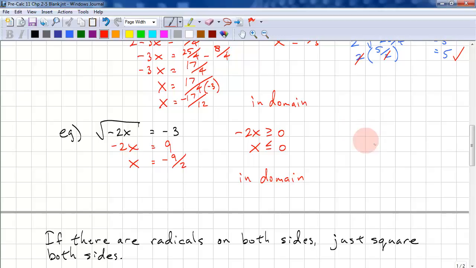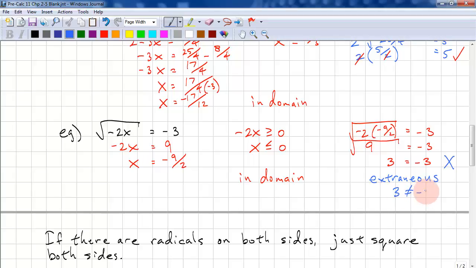However, let's plug this in. Square root of minus 2 times negative 9 over 2 equals negative 3. Cancel out the negative signs. We have square root 9 equals negative 3. 3 equals negative 3. So this answer is extraneous. Okay, so you can put an x here, or you can put 3 does not equal negative 3. And we got a couple more examples to go.